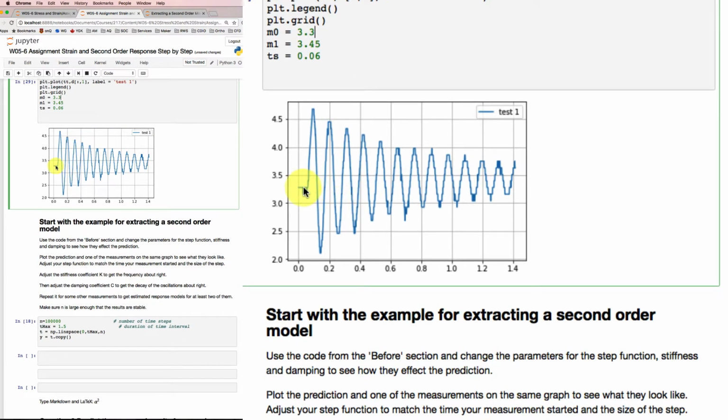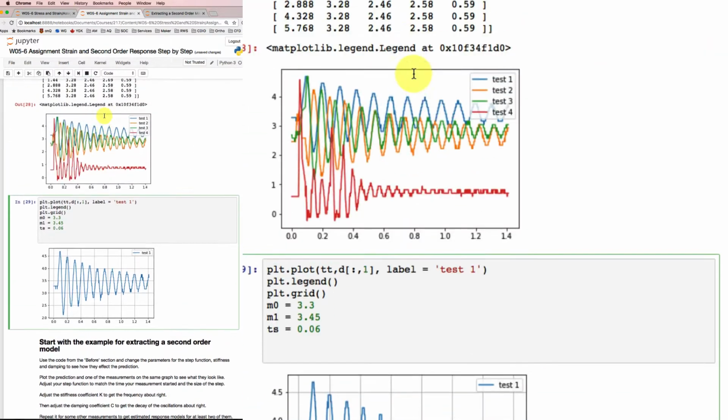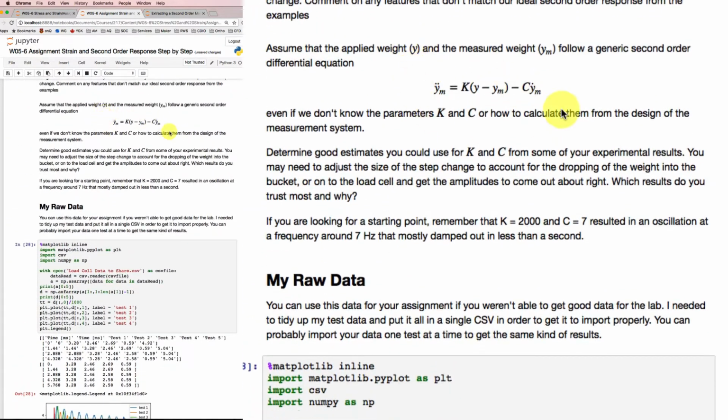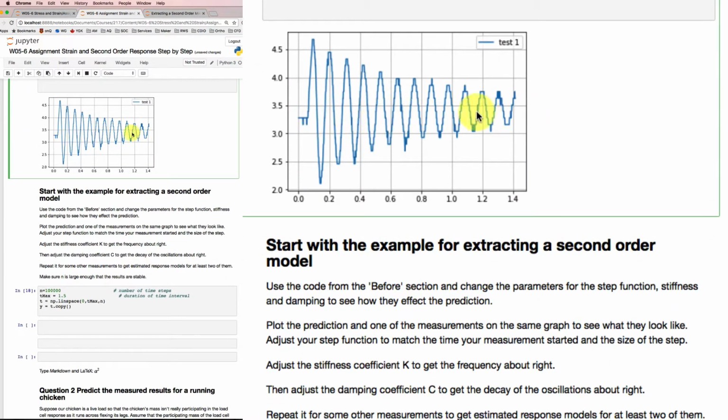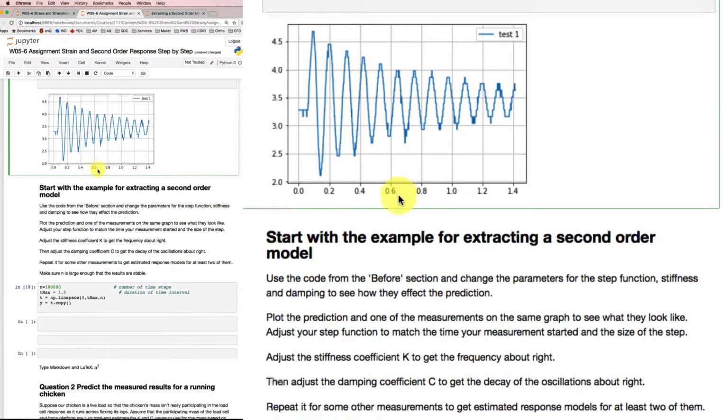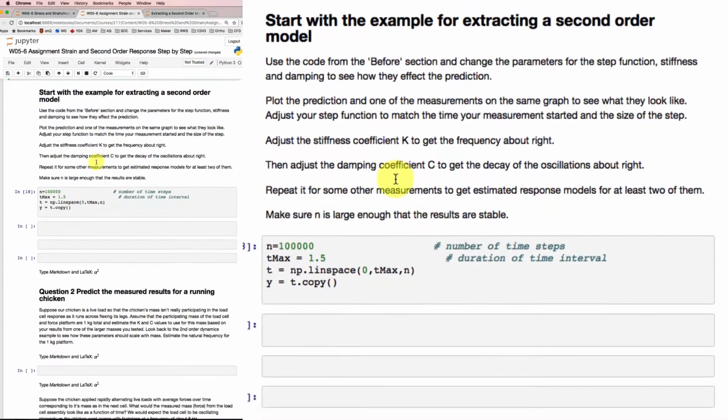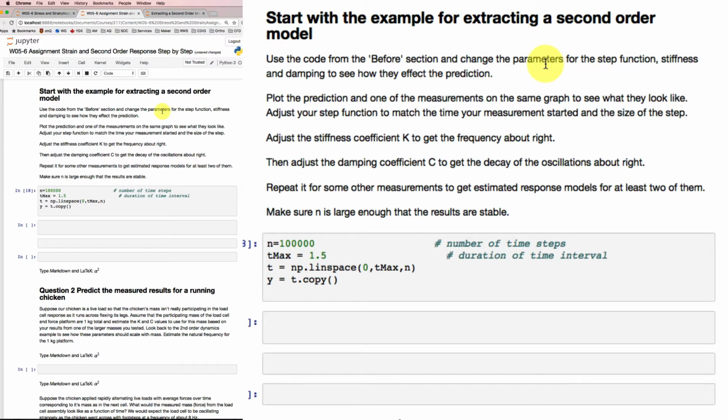What I'd like to do is get my model, this differential equation up here, to give me a response that looks at least something like that graph. To get that, I know I'm going to start with a step function. I went from 3.3 up to 3.45 kilos on the load cell, and I got some oscillations like that, which were damping out over time. So let's start with the stuff that we had from our example about extracting second order models.